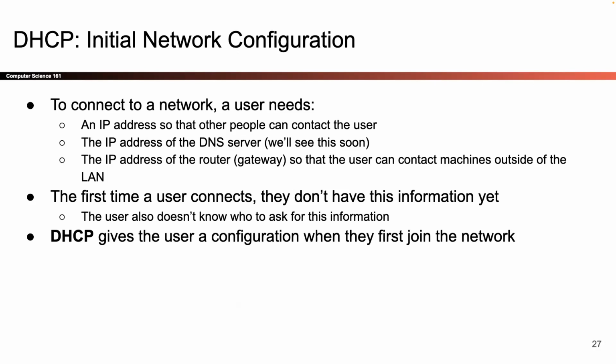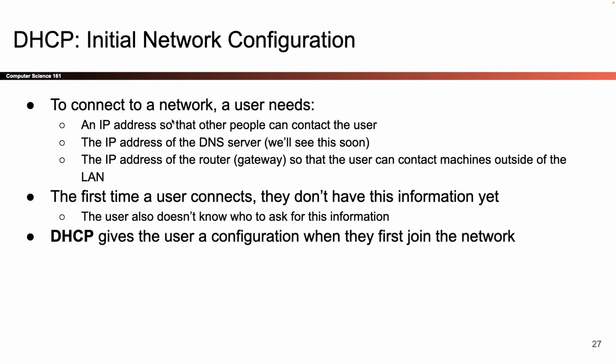You need an IP address. So when you first move in, someone needs to tell you what your address is. In the same way, if you first connect to the network, someone needs to tell you what your IP address is, or you have to be assigned an IP address so that other people can send messages to you. You can send messages to other people. So you need an address for yourself, the IP address in particular. So that's something you need.